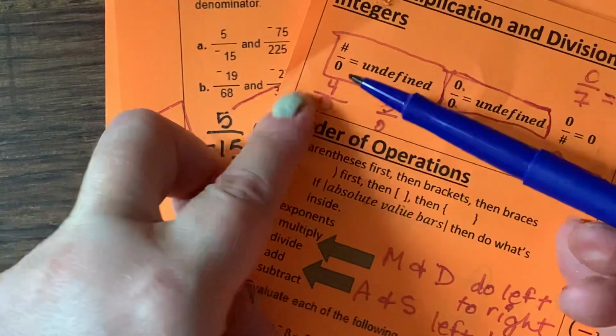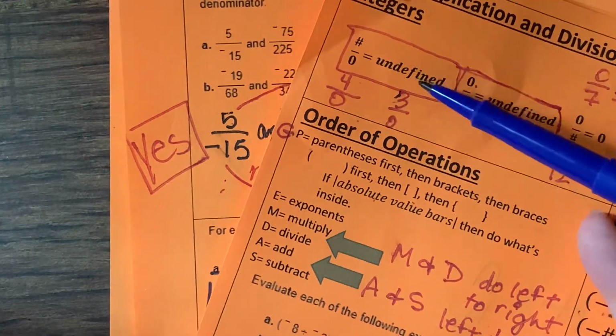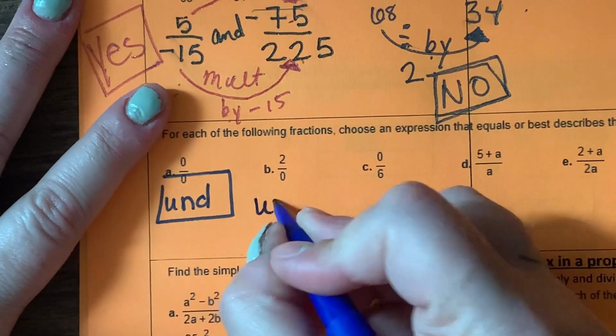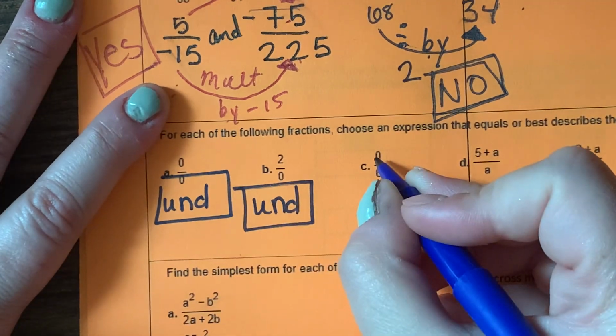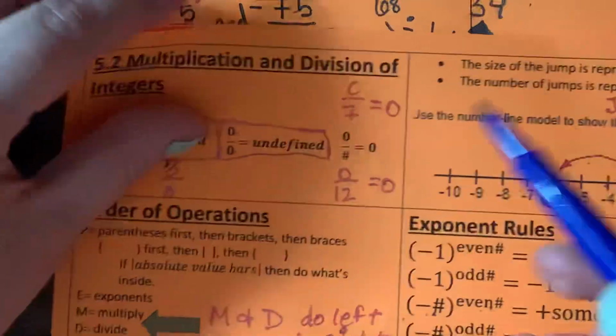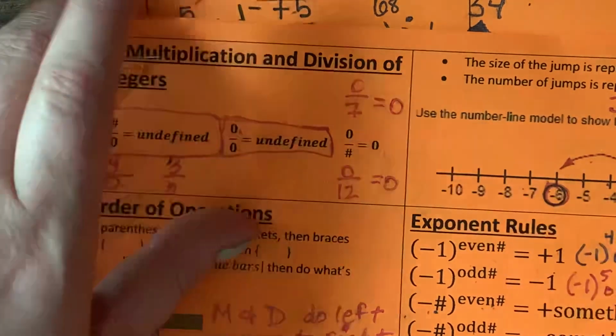A number over 0 is undefined. So part B is a number over 0. Part C, oh, part C is backwards. Look, the zero's on top. Let's see what happens there. When we have a 0 on top of a number, that just spits out 0.